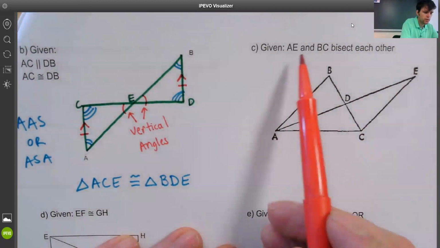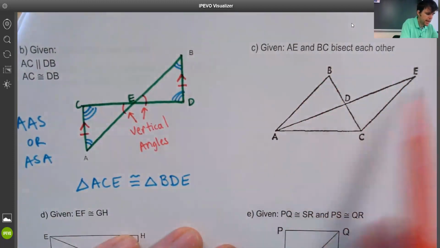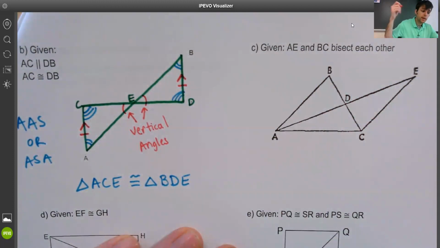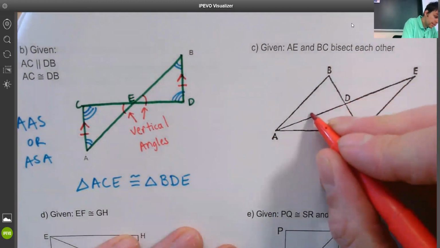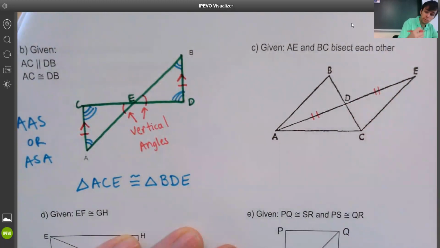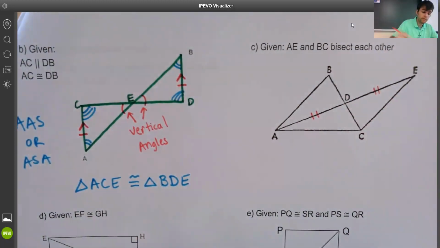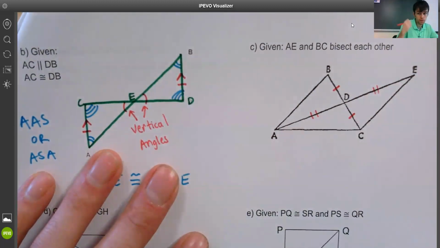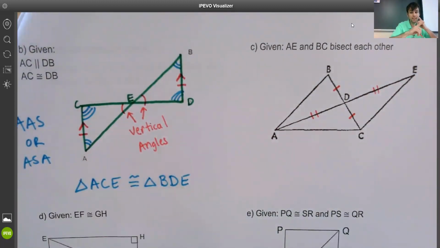Our given information says that AE and BC, these two lines, bisect each other. Bisect means to cut exactly into two congruent parts. So that means that this bigger line here, AD and DE, those would be congruent because it's being cut in half. And also, these two parts are also congruent because they bisect each other. They cut each other in half.